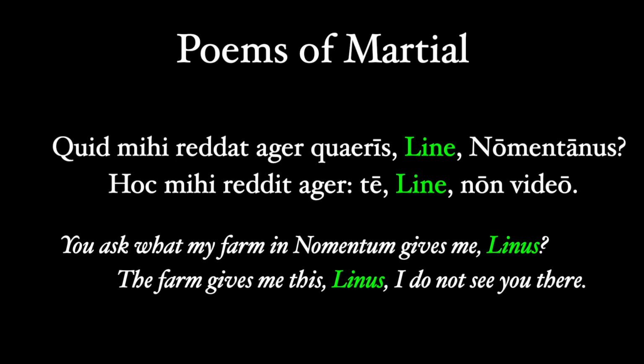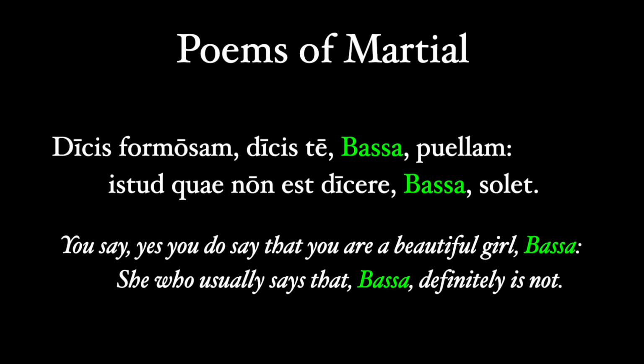But don't forget that many words in the vocative look just like their nominative forms, as in this poem: Dicis formosam, dicis te, Bassa, puellam; istud quae non est dicere, Bassa, solet. You say, yes, you do say, that you are a beautiful girl, Bassa. She who usually says that, Bassa, definitely is not. Bassa is vocative. It's a first declension noun, so it looks just like the nominative form.